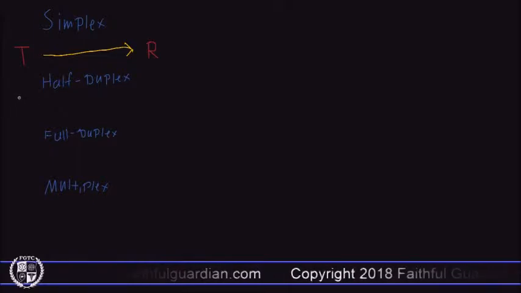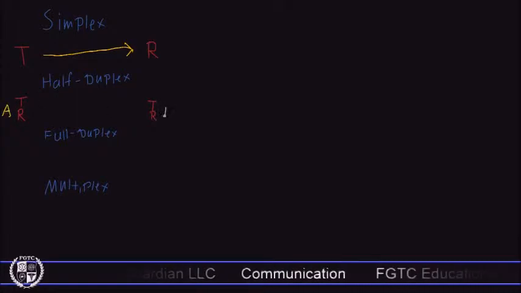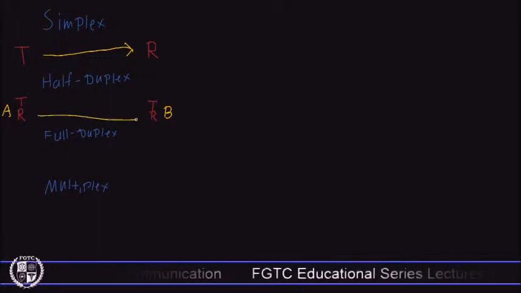Now, if you have a half duplex system, you have a transmitter and a receiver on both sides. And so this is going to be just like a walkie-talkie type deal. So if we have somebody over here on side A that's trying to send something to somebody on side B, what happens is they are going to be able to communicate freely to each other, right? But only one at a time.